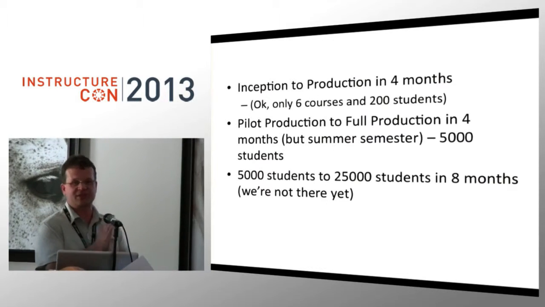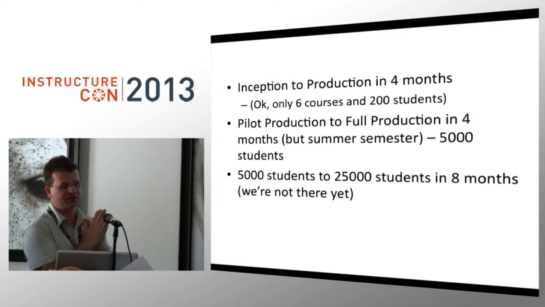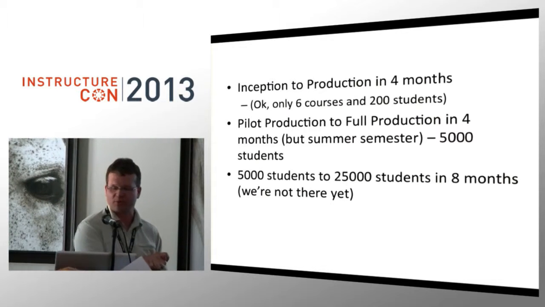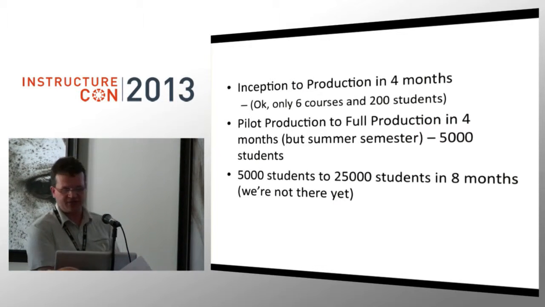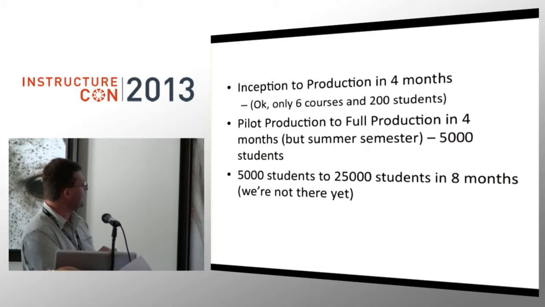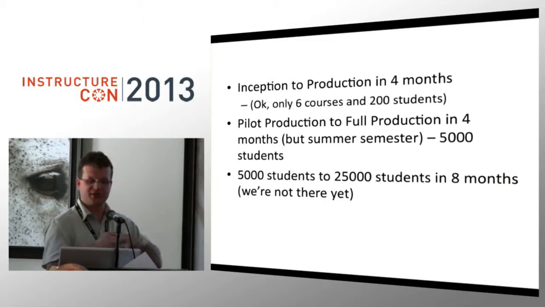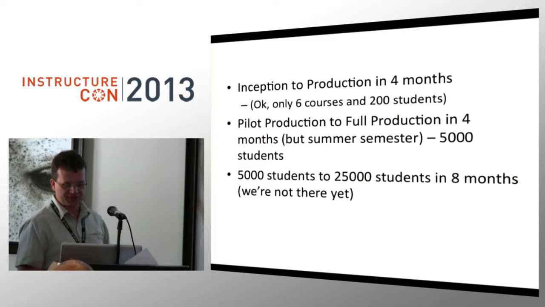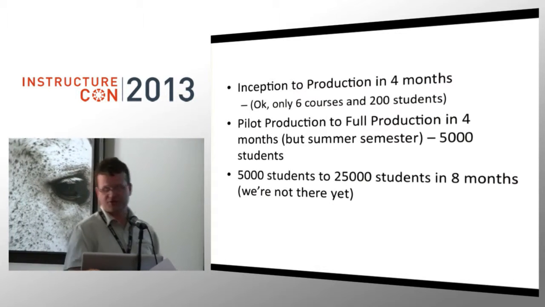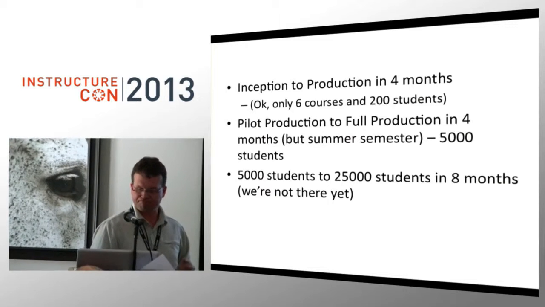It was announced last September we were going with Canvas, and by January we had to have something in production. Only 6 courses and a couple of hundred students, but it was production nonetheless. And full production in another 4 months, which was this past May, with 5,000 students, and ramping up to 25,000 students by this coming January.